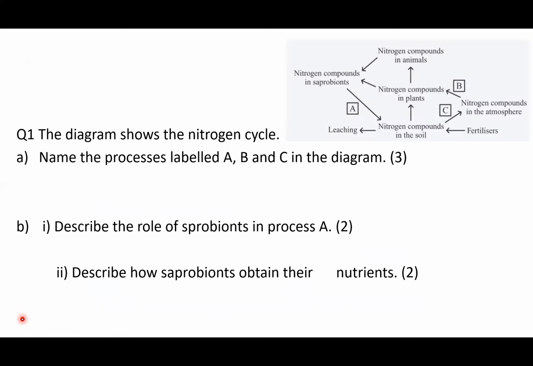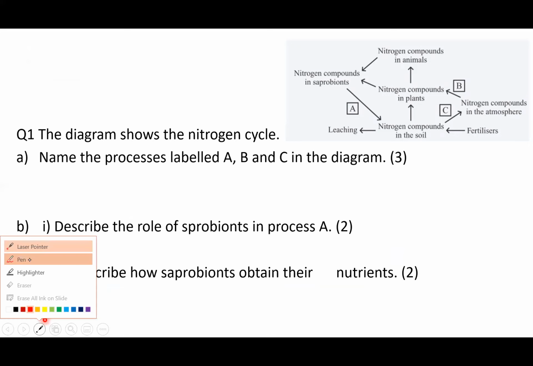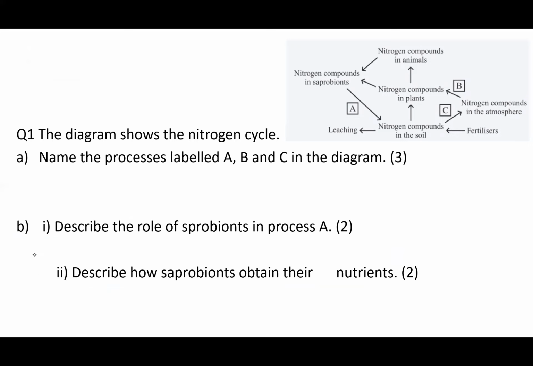The diagram here shows the nitrogen cycle. All you're asked to do for 3 marks is name the processes labelled A, B, and C in the diagram. So if we look at this diagram here, we've got the nitrogen cycle. At A, we've got nitrogen compounds in saprobionts, and the nitrogen is now going to nitrogen compounds in the soil. So that process is ammonification.